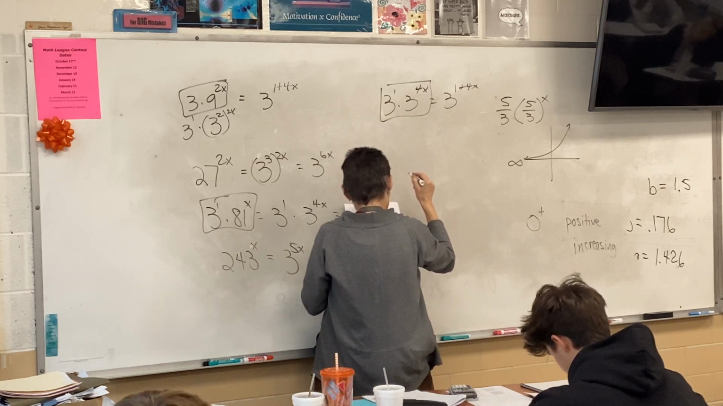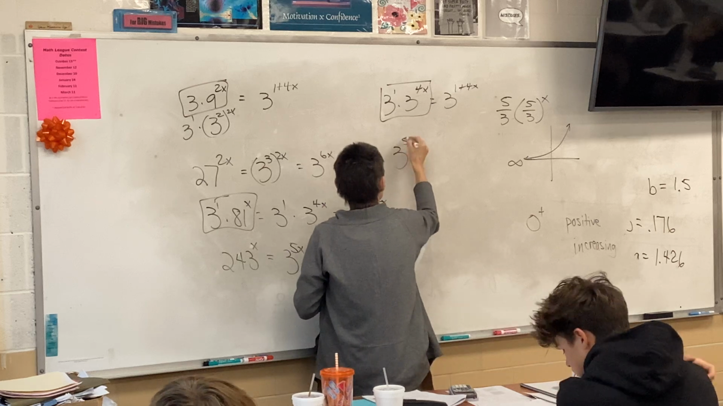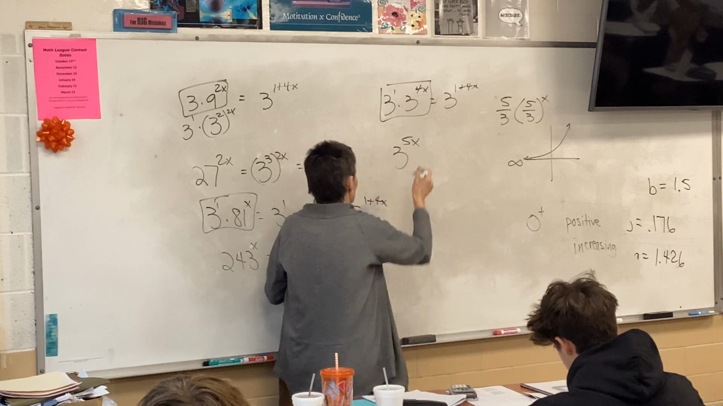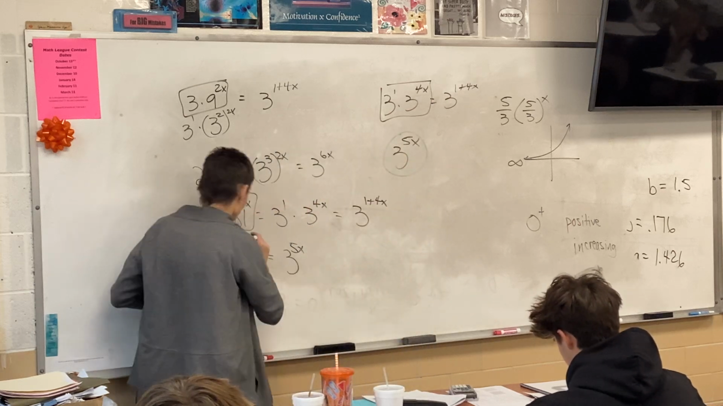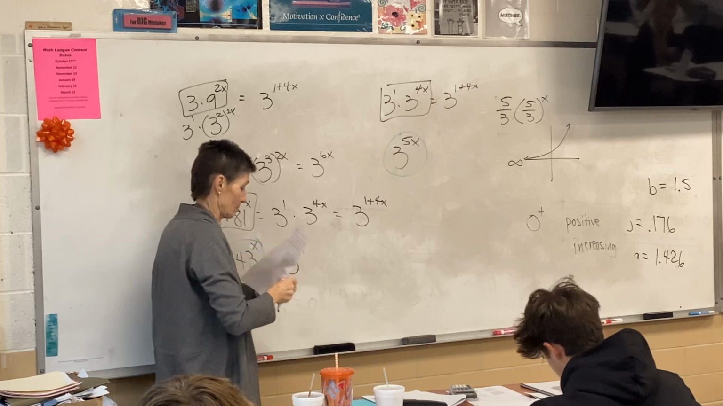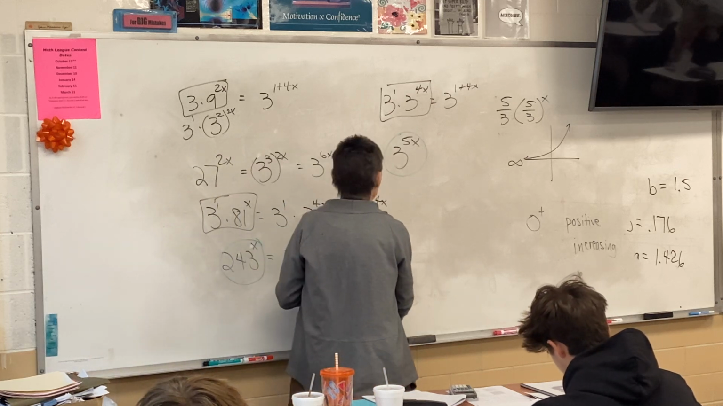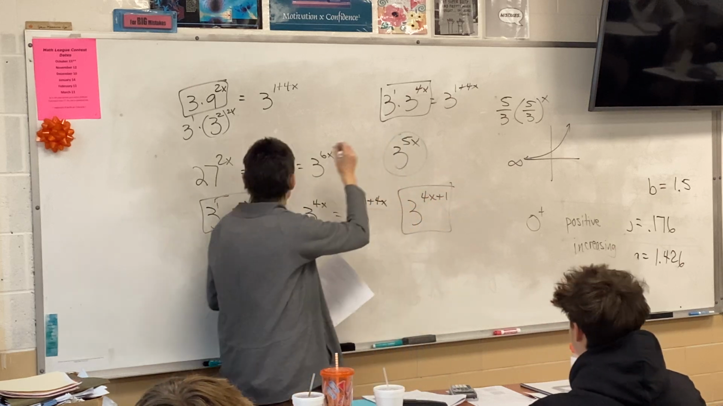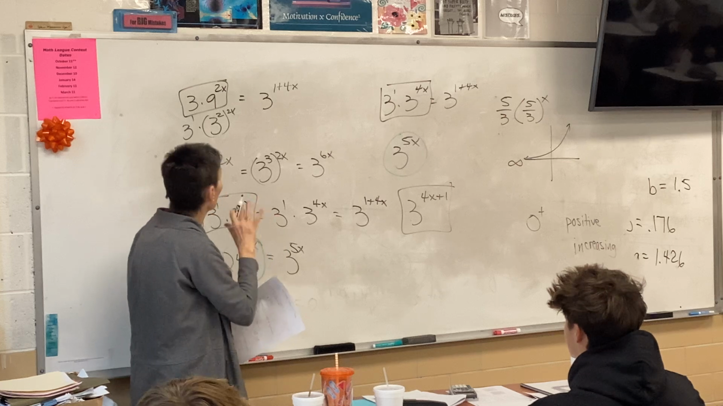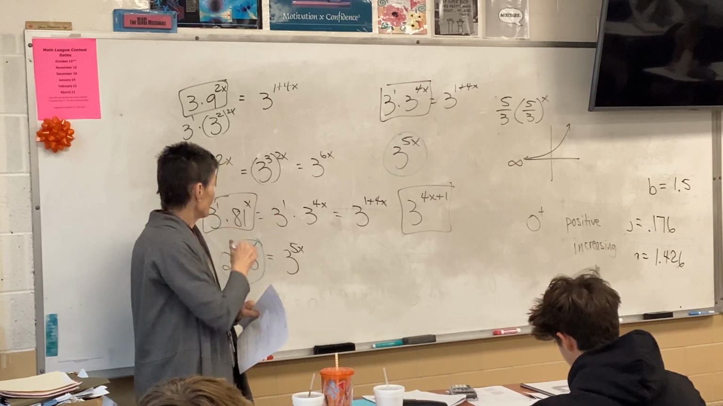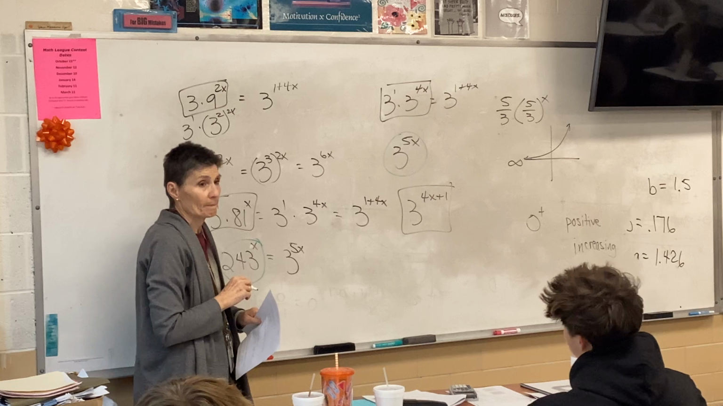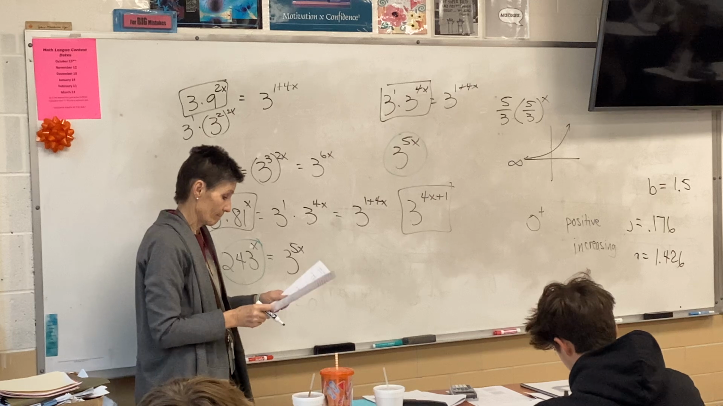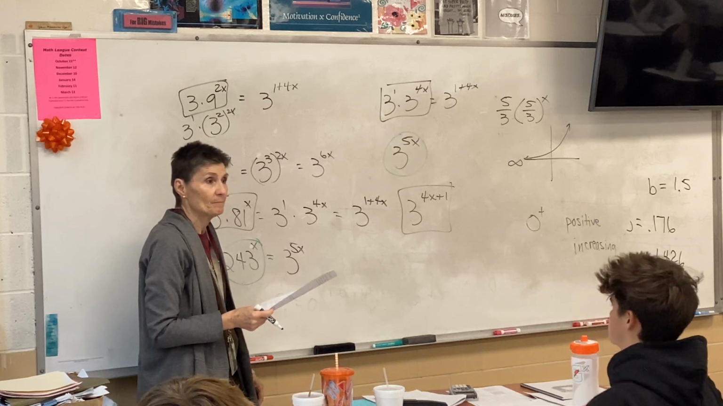All right, what do I got next? 3 to the 5x, that matches something. So that one matches this one. And the last one matches, so there's, how many in boxes? 4? And then she circled them that match each other. Are we all right with that?